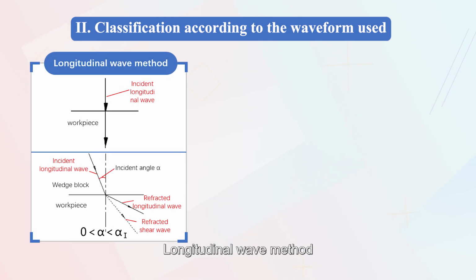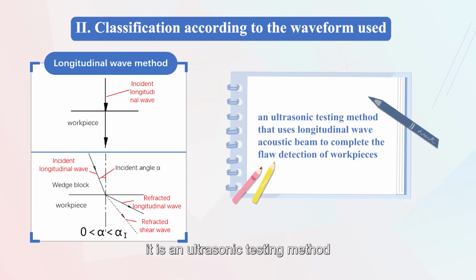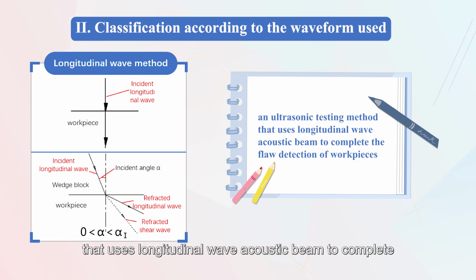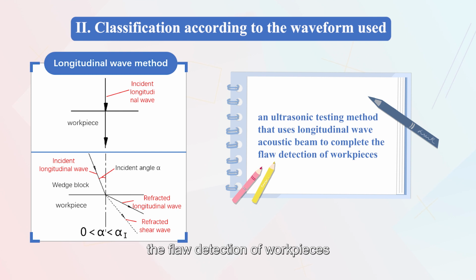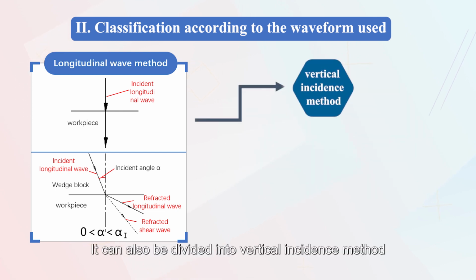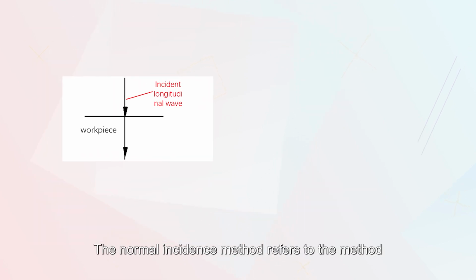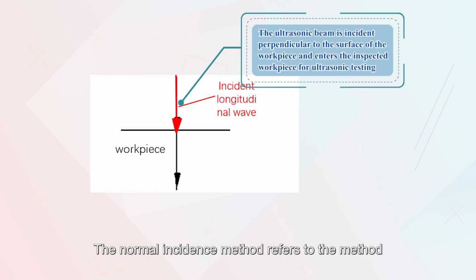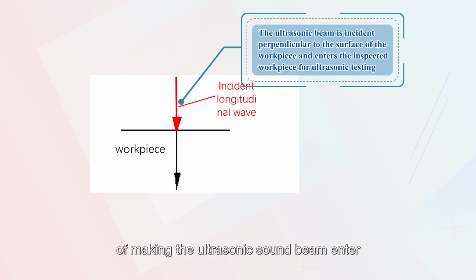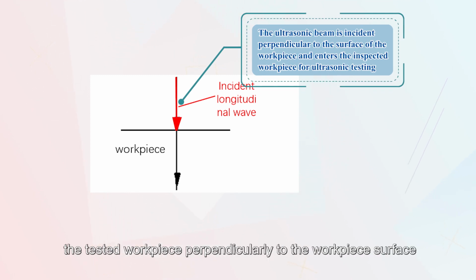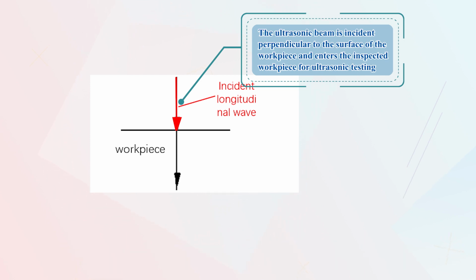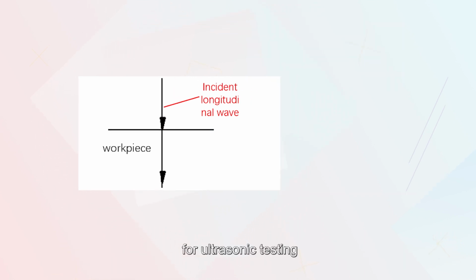Longitudinal wave method is the ultrasonic testing method that uses a longitudinal wave acoustic beam to complete the flaw detection of workpieces. It can also be divided into vertical incidence method and small angle incidence method. The normal incident method refers to the method of making the ultrasonic sound beam enter the test workpiece perpendicular to the workpiece surface for ultrasonic testing.